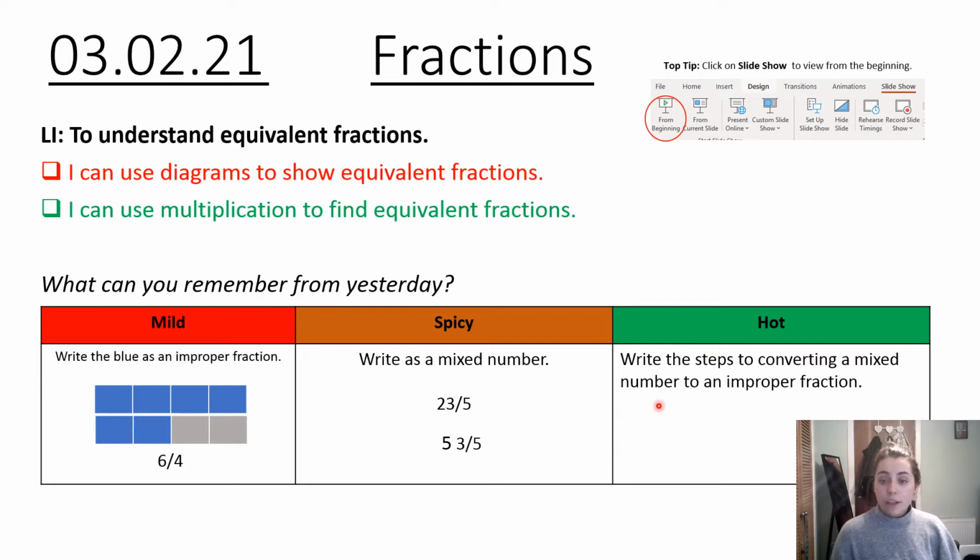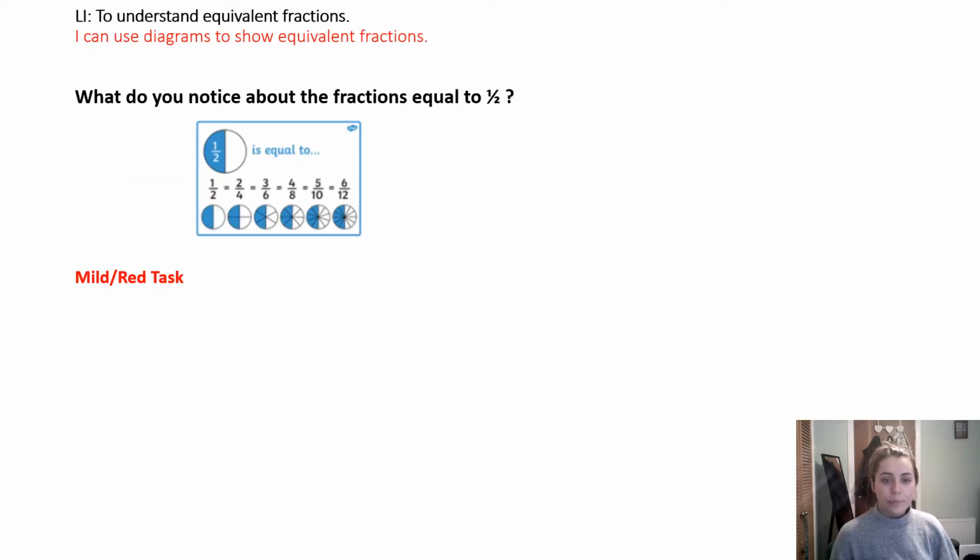And for hot, you had to write the steps to converting a mixed number to an improper fraction. Now, this time around you're multiplying. What you had to do was multiply the whole number by the denominator, and then add the numerator. Oh, I did write it down. Multiply the denominator by the whole number, then add the numerator. If you wanted to give an example on that, that would be great. So let's move on.